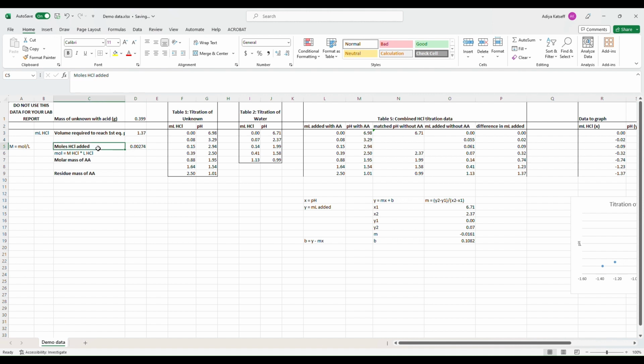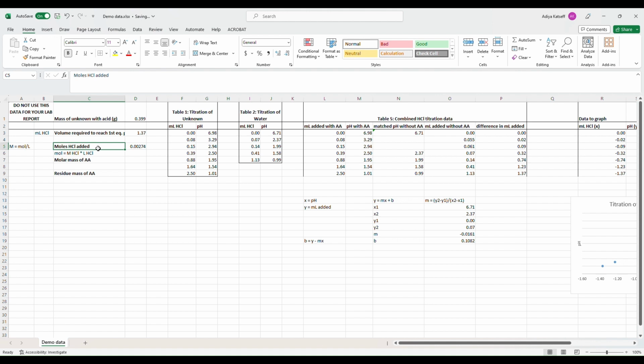And then to relate that to how many moles of amino acid we just changed, we just have to think about the fact that every 1 proton from our HCl went on to protonate 1 molecule of our unknown amino acid.